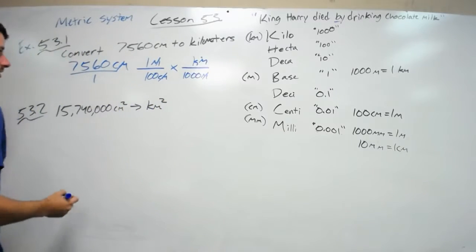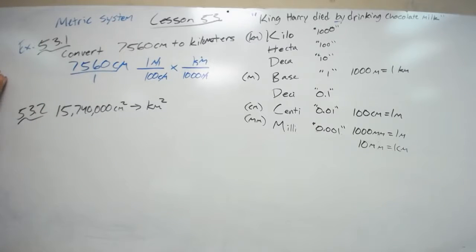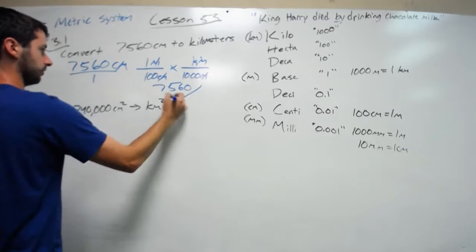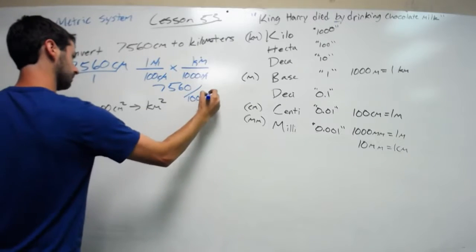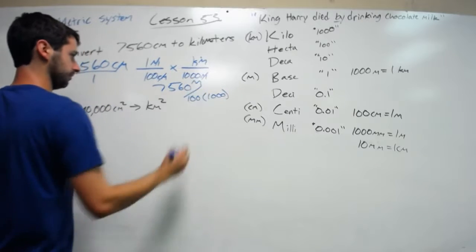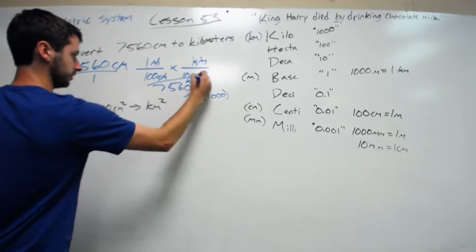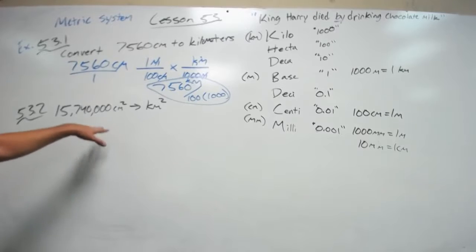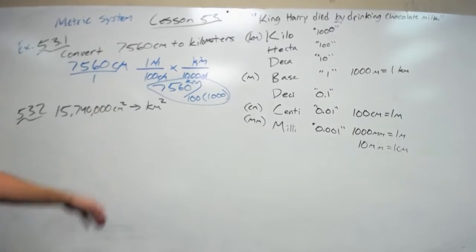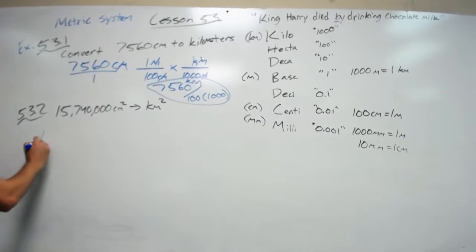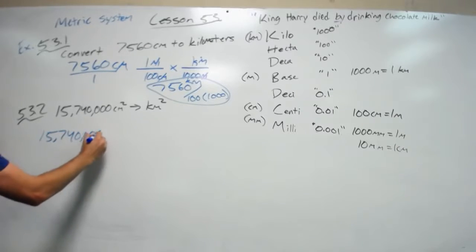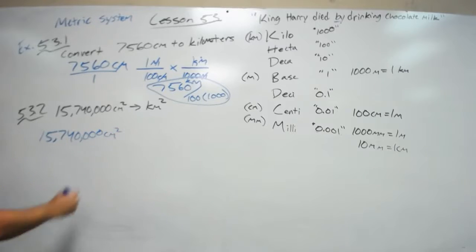So your answer would be, you can't read it there, 7,560 over 100 times 1,000 and kilometers. Kind of scrunched in there, but that would be your answer. And that's how you use the metric system. So let's use a problem that is squared. Okay, 15,740,000 centimeters squared to kilometers squared.